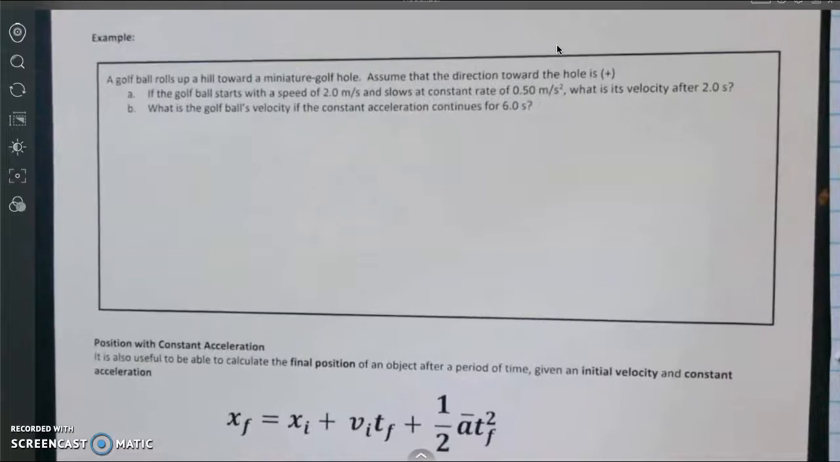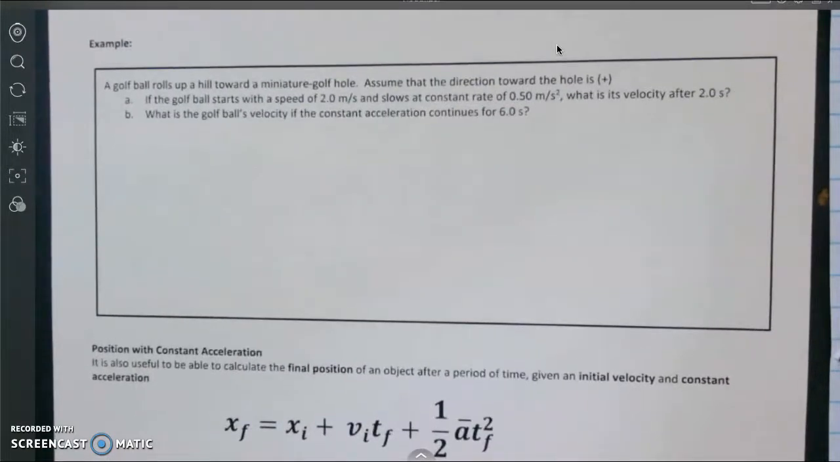The golf ball rolls up a hill towards a miniature golf hole. Assume the direction towards the hole is positive. If the golf ball starts at the speed of 2 meters per second and slows at a constant rate of 0.5 meters per second squared, what is the velocity after 2 seconds?